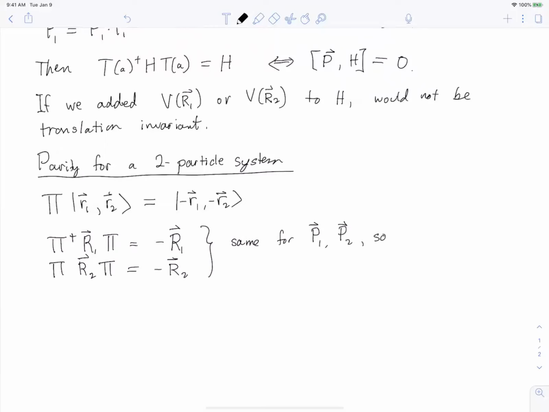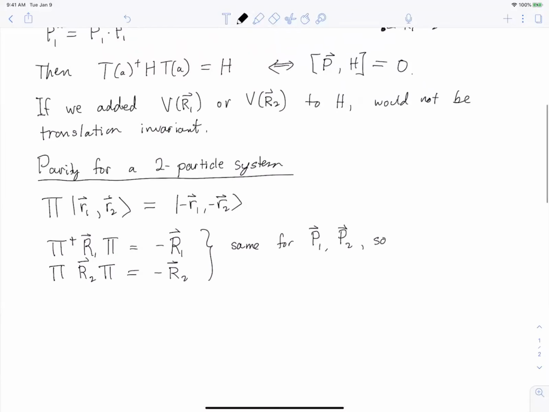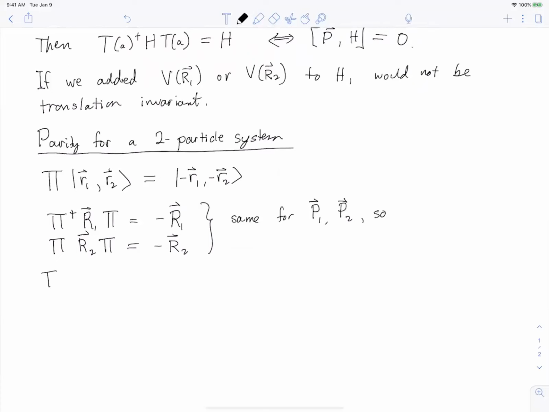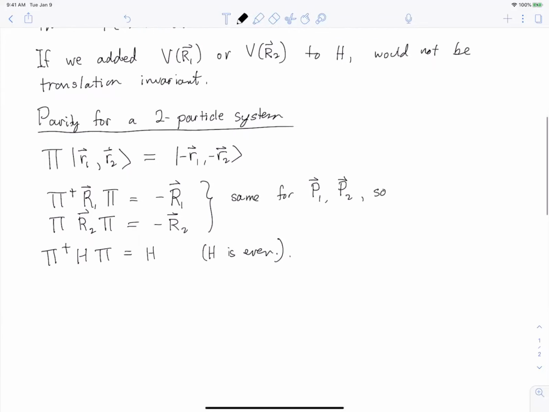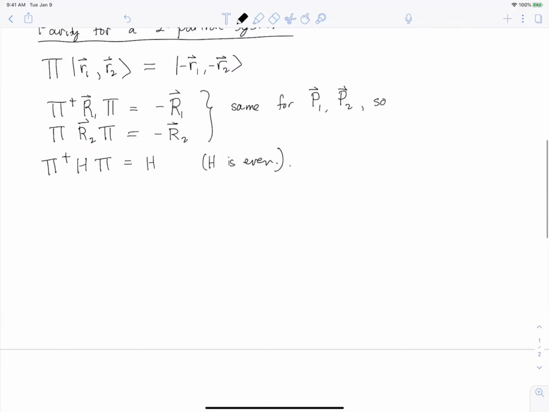And then if you look at the Hamiltonian that we wrote down, then pi dagger, I'll write it as pi dagger this time for variety, Hamiltonian, pi is equal to the Hamiltonian. And so the Hamiltonian is even under parity. So that's for a two-particle system. More generally, suppose I have n particles.